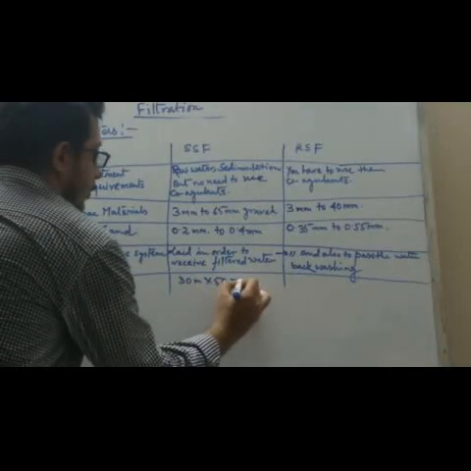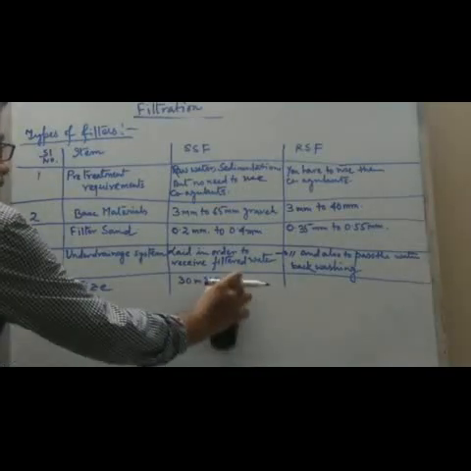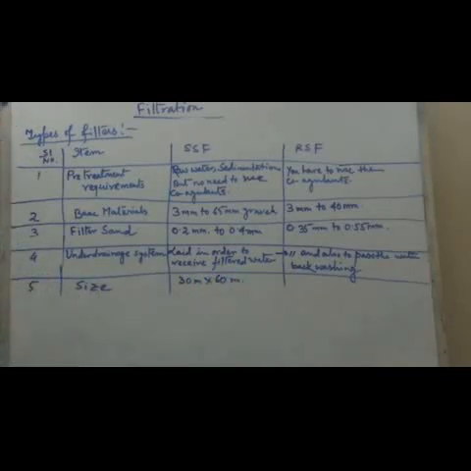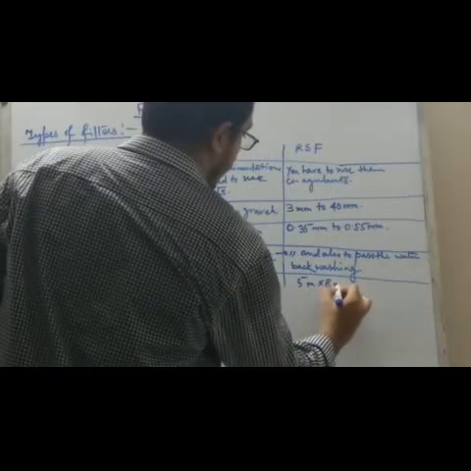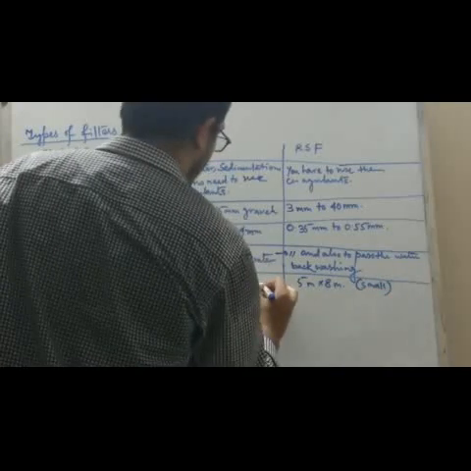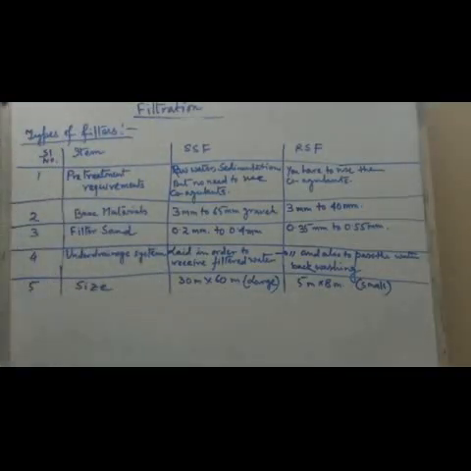30 meter into 50 meter. It is the 60 meter. It is the size of slow sand filter. And for rapid sand filter, the size is 5 meter into 8 meter. So we can easily conclude that it is small and it is large in size.